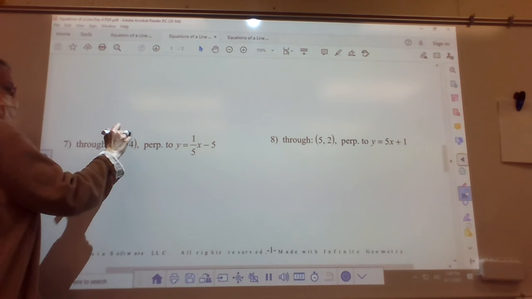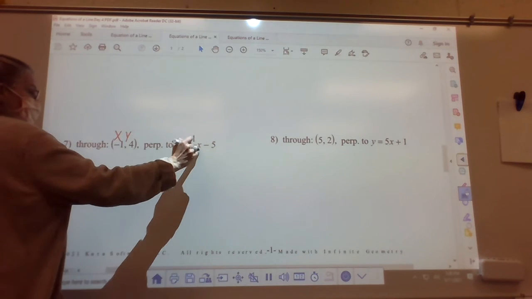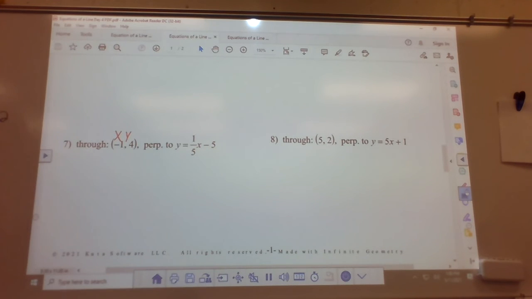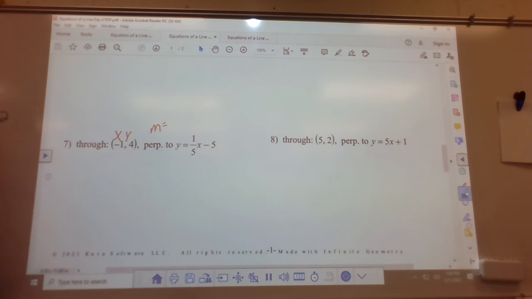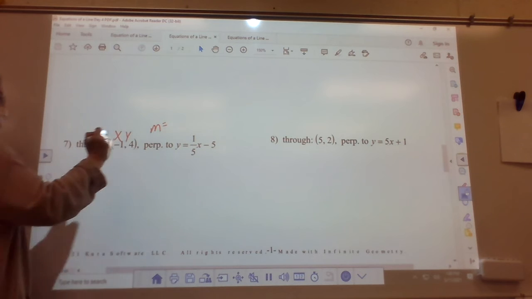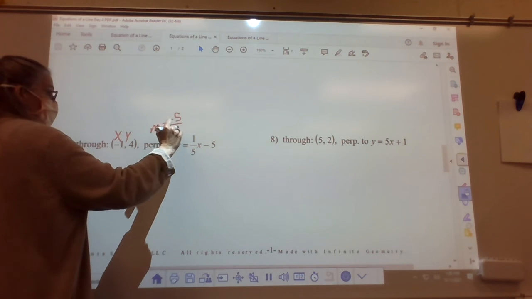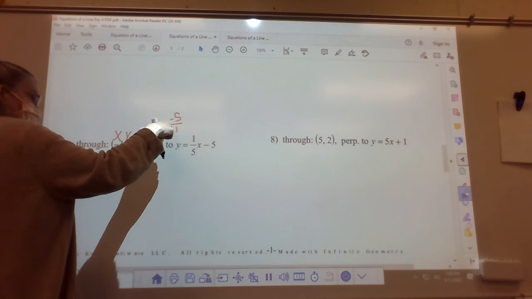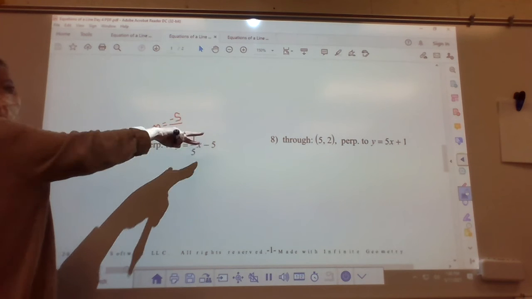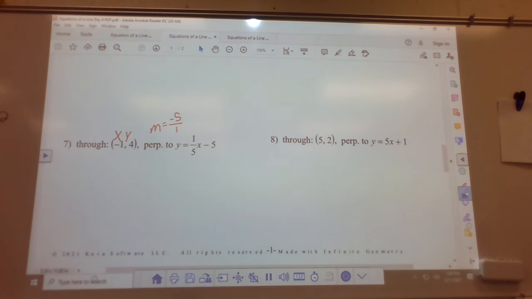Here's my x, here's my y. My slope right now is 1/5. My perpendicular slope is going to be what? Negative 5. If you want to put it over 1, you can. This is positive. My perpendicular is negative. 1/5, flip it over, 5/1.